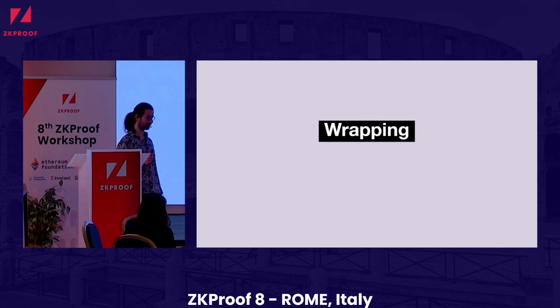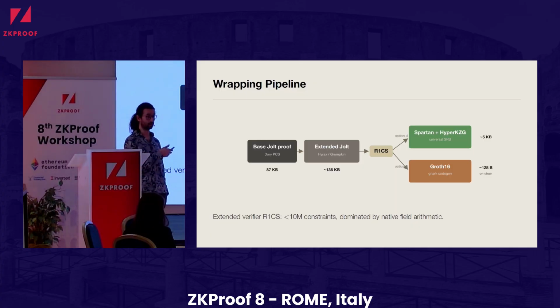And one technique that we haven't covered: so far we have been talking about recursion using the Jolt zkVM. This is now recursion using wrapping, meaning that we compile our verifier to R1CS, and we have different ways of proving that R1CS. What's interesting is that the number of constraints for this extended verifier is less than 10 million, and is dominated by native field arithmetic. I think the only part that is not field arithmetic is the fixed number of pairings.